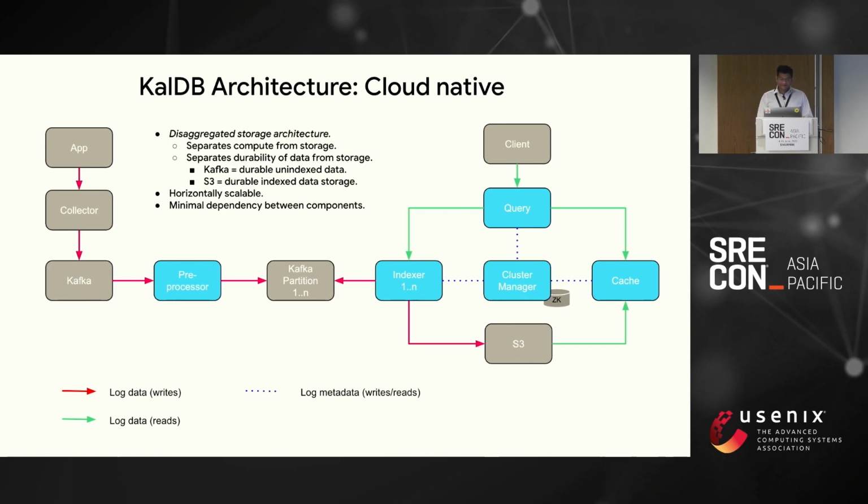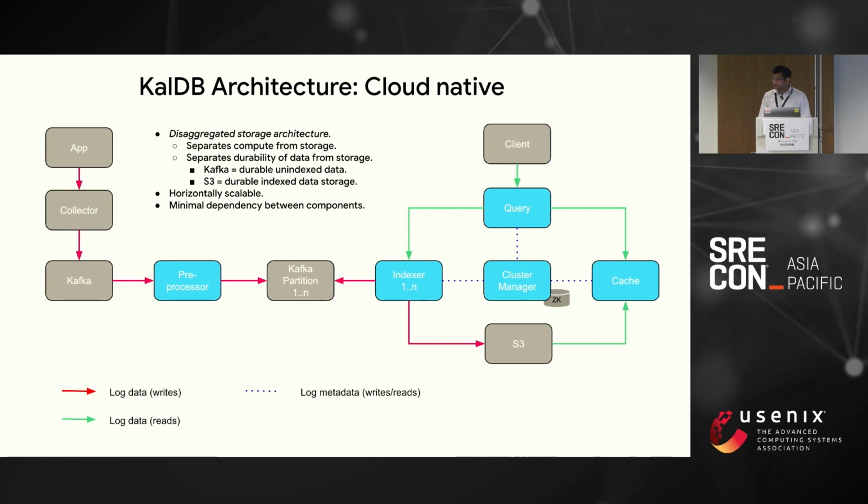So in summary, Kaldb employs a disaggregated storage architecture, and you get a few benefits from this architecture. There is a clear separation of storage from compute. The other important benefit is you separate the durability of the data from the storage. What does that mean? In Kaldb, the durability of unindexed data is maintained by Kafka, and the durability of indexed data is maintained by S3. Kaldb itself, unlike a typical database, is in theory not responsible for ensuring the durability of data.